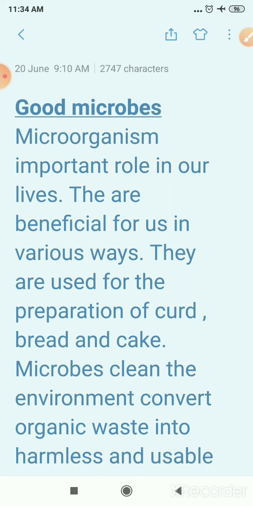Those microorganisms which are beneficial for human beings are called good microbes, and those which are not beneficial or do harm to human beings are called bad microbes. We also call them pathogens or germs. First we will discuss the good microbes.